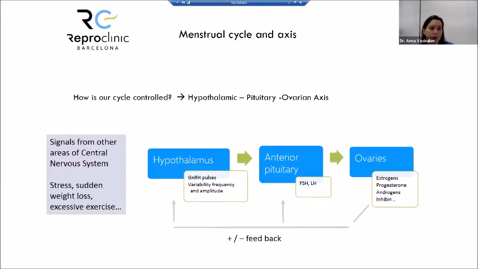And different things like stress, sudden weight loss, excessive exercise, and other things can have an impact on that, and can give some signals to the hypothalamus and can create some problems in the menses.